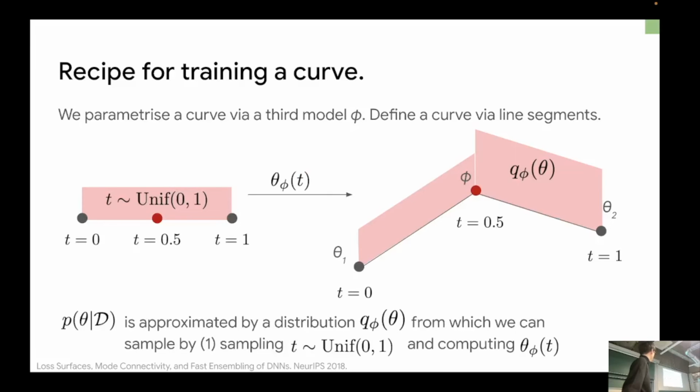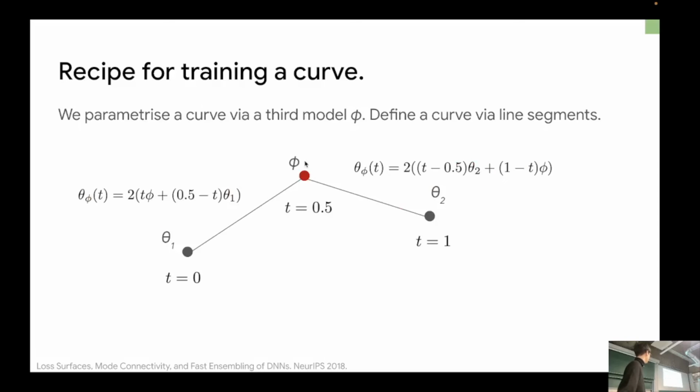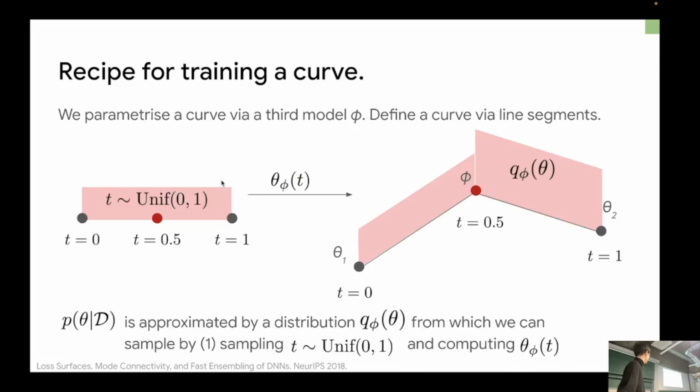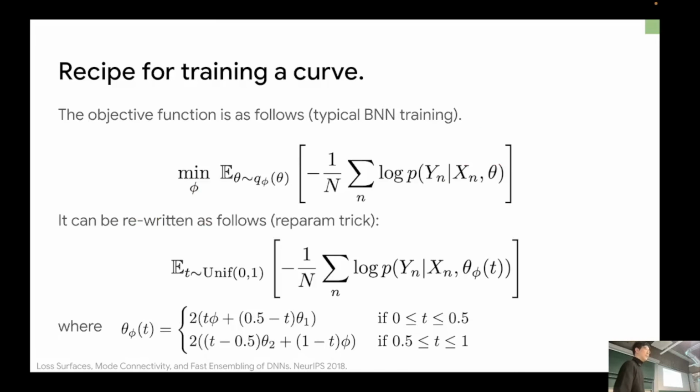How do you sample from this curve? First, you sample from a uniform 0, 1 distribution for t. And then your theta at t is essentially obtained by using this formula here. Okay, and you're going to get a theta sample. I hope it's clear so far.